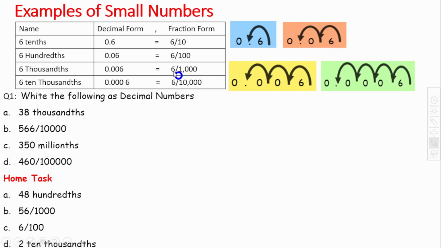And that's exactly how you do the remaining ones. Now let's try to solve some questions to make it a lot clearer.